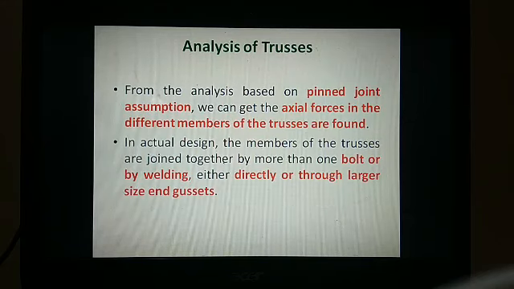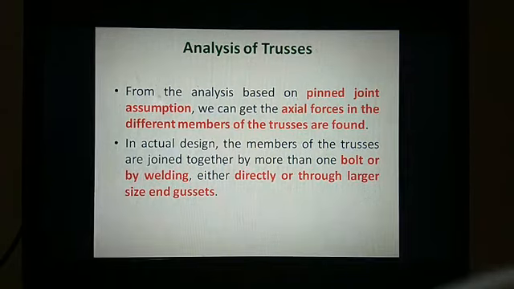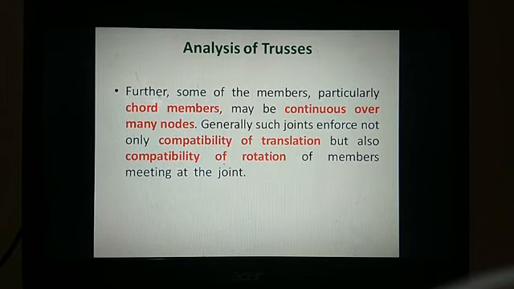For the analysis based on the pinned joint assumption, we can get the axial forces in the different members of the trusses. Here the joints are supposed to be bolted, or they can be connected with the help of welding, either directly or through large size end gussets. So there will be a gusset plate. That is how your strut members and tie members are connected to the roof truss. The gusset plate is used to connect the different members in the roof truss.